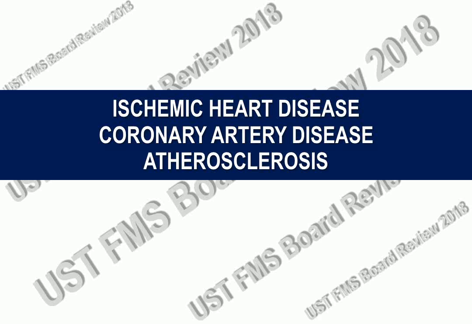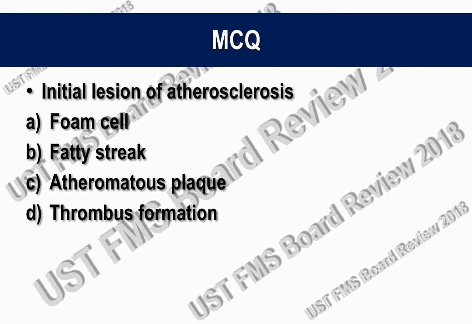All right, let's move over now to one of the important target organ damages, and that is ischemic heart disease, coronary artery disease, and atherosclerosis. So what is the initial lesion of atherosclerosis? Is it the foam cell, a fatty streak, atheromatous plaque, or thrombus formation? I think you took this from your pathology. So the initial lesion is a foam cell.